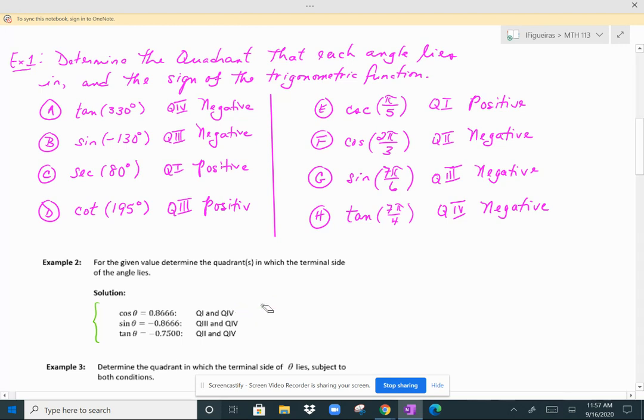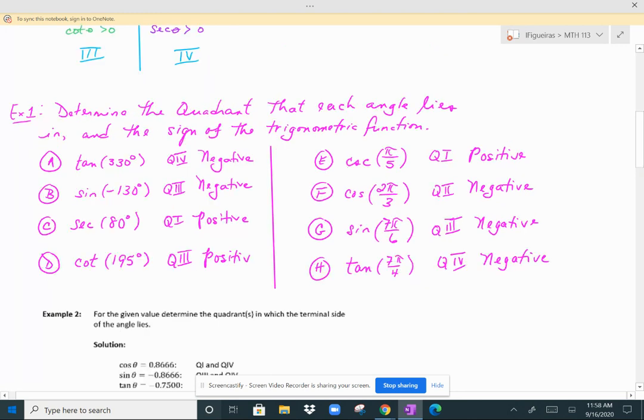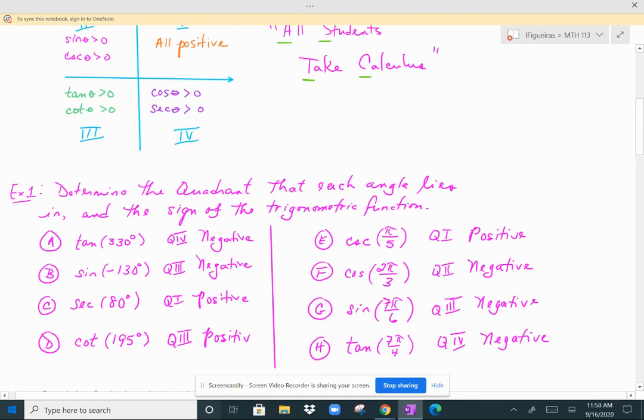answer of 0.8666. Now I have the sine of theta is negative 0.8666. Well, where is sine negative? Sine is negative in quadrants 3 and 4. And then finally, the tangent of theta is equal to negative 0.7500. Where is tangent negative? Tangent is negative in quadrants 2 and 4. Remember, it's only positive in quadrants 1 and 3. Therefore, its tangent is negative in 2 and 4.